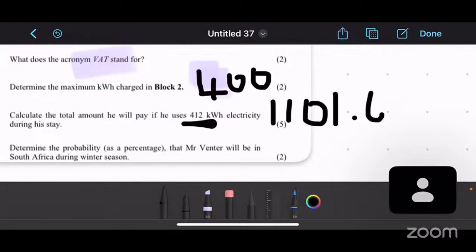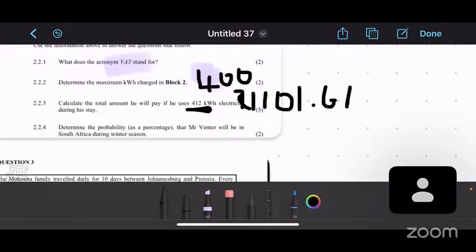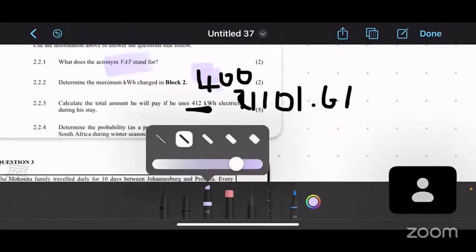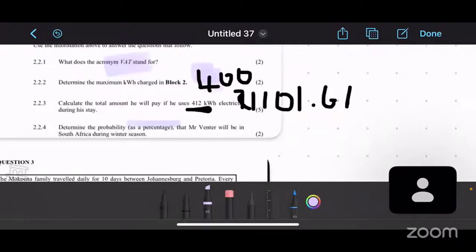1,101,61. And that is the amount that he needs to pay if he uses 412 kilowatts per hour in total for his stay. Perfect. That's absolutely how you do it. And then number four says determine the probability as a percentage that Mr. Venter will be in South Africa during his winter season. What is the probability?